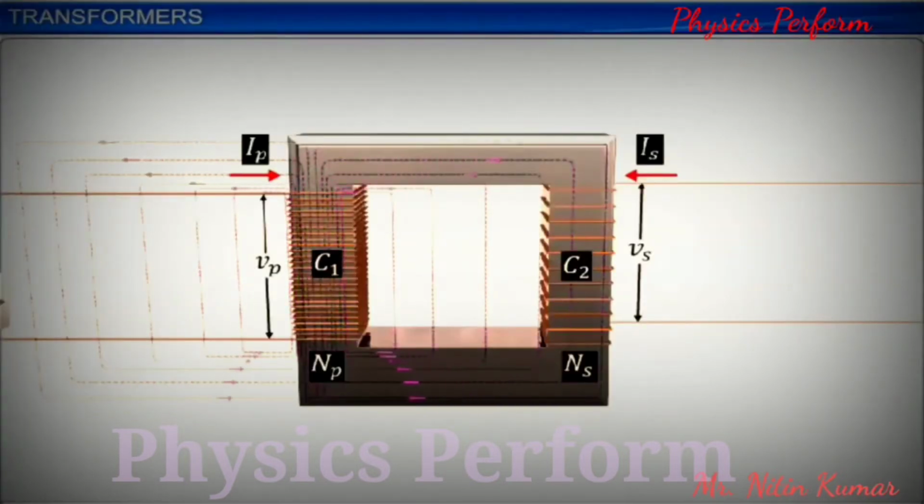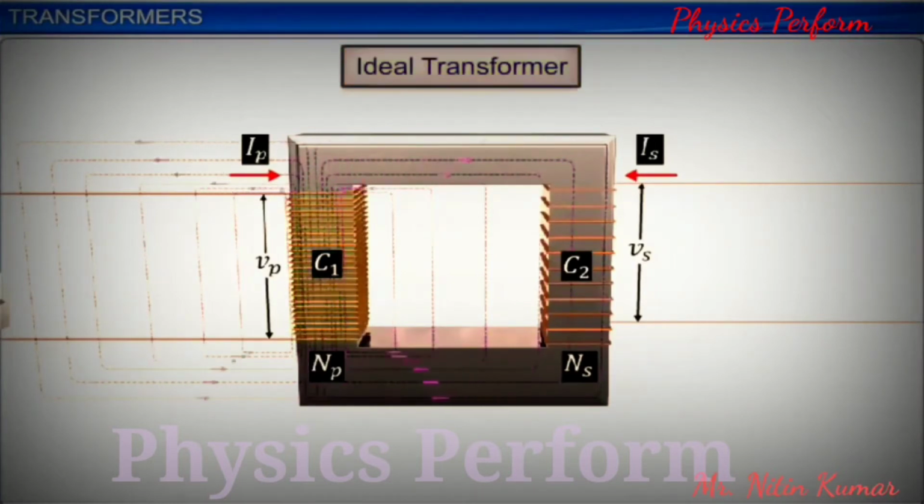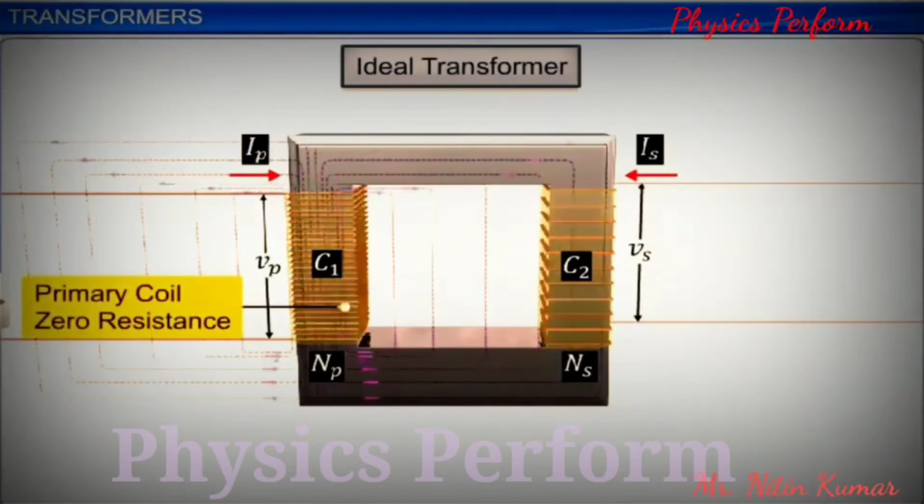Let us consider the case of an ideal transformer where the primary coil has negligible resistance and all the magnetic flux in the core links both the primary and the secondary windings. In such a case, the energy losses in the transformer and the core are zero.